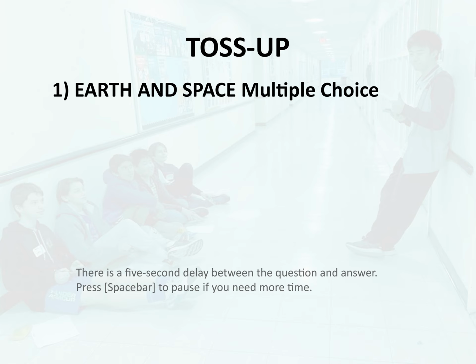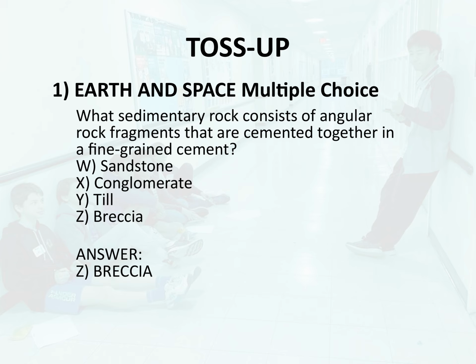Toss-up 1. Earth and space multiple choice. What sedimentary rock consists of angular rock fragments that are cemented together in a fine-grained cement? W. Sandstone. X. Conglomerate. Y. Till. Z. Breccia. Answer. Z. Breccia.